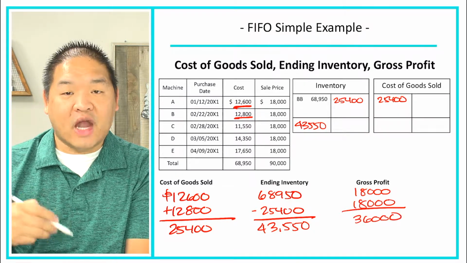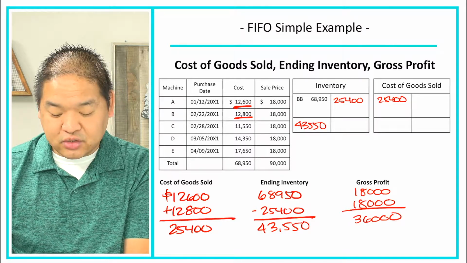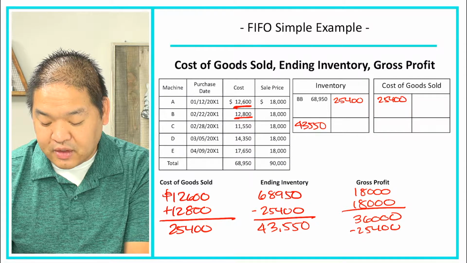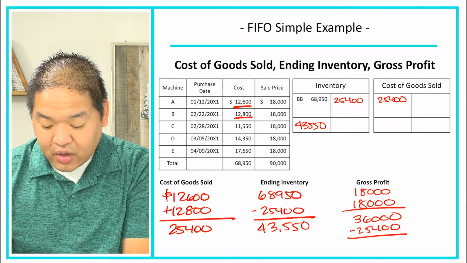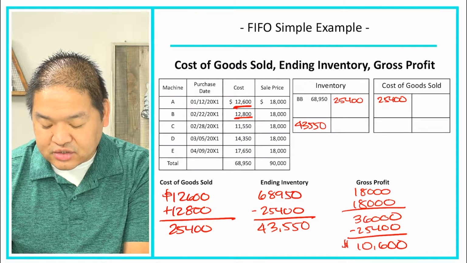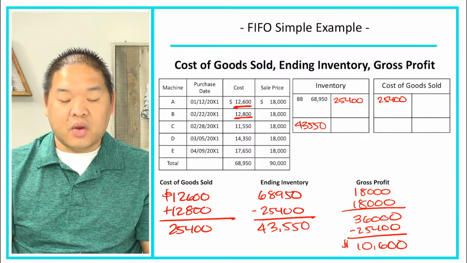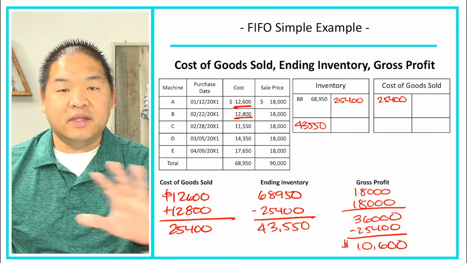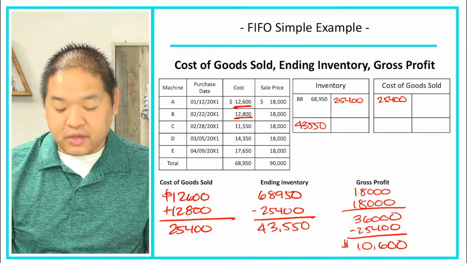$36,000. If I subtract my cost of goods sold, which is 25,400, I get a gross profit of $10,600. So that would be my gross profit for this example. All right, so that's how we calculate the mechanics. Now let's look at the journal entries.